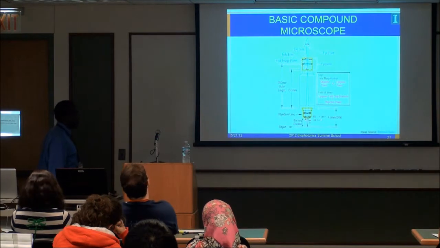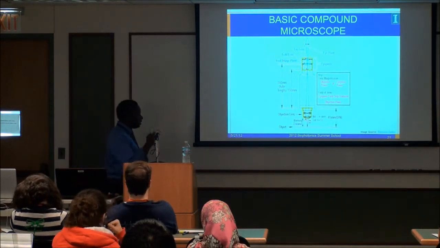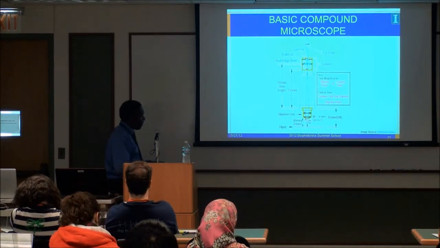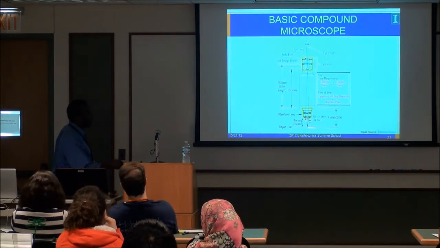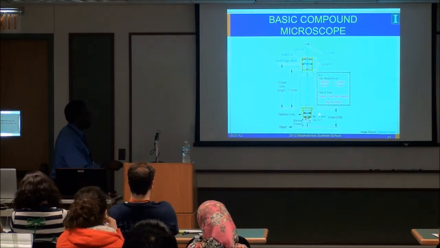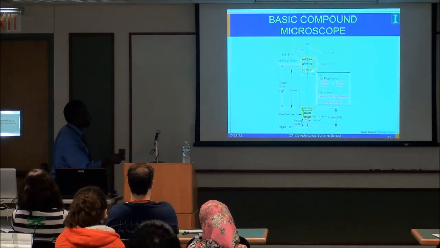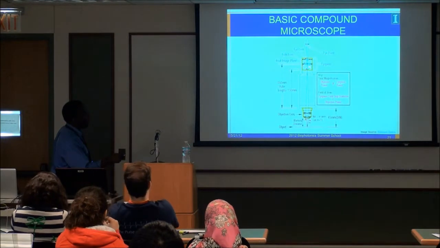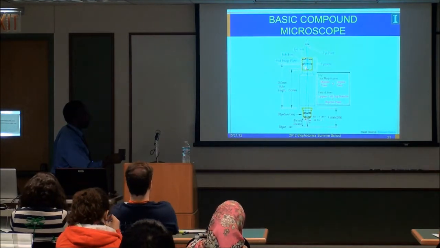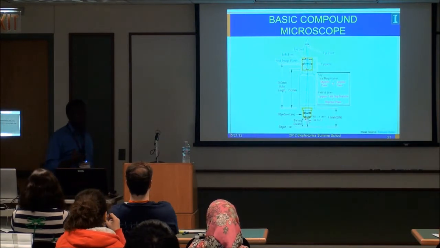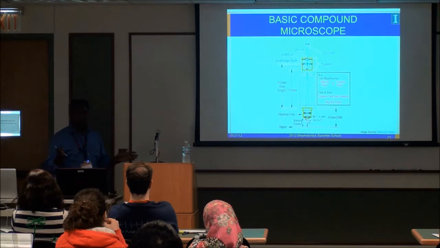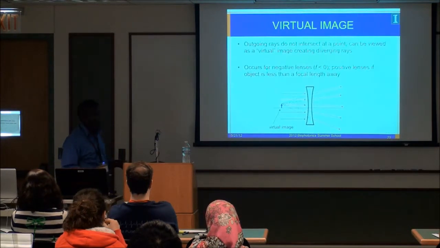The basic compound microscope, the structure is as such. I'll talk a little bit more about this in a second. So you have the object here, so it's your object plane, and you have your objective lens. And what you do is you relay that image onto an image plane, and from there now what you have are additional optics in the form of an eyepiece that effectively serve the purpose of producing a virtual image. Okay, and one can think about what I mean when I say virtual image.